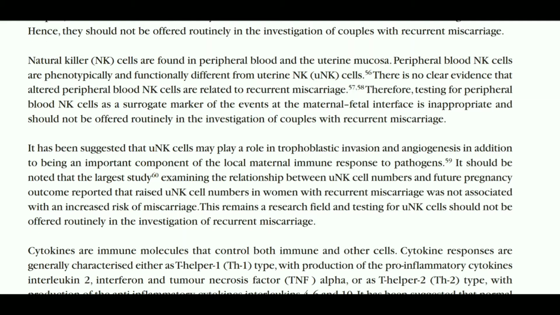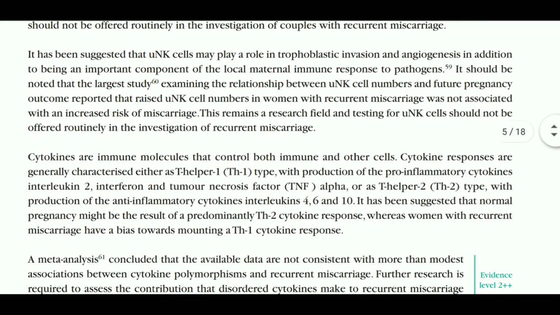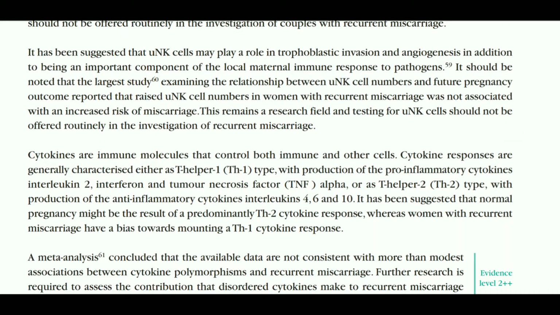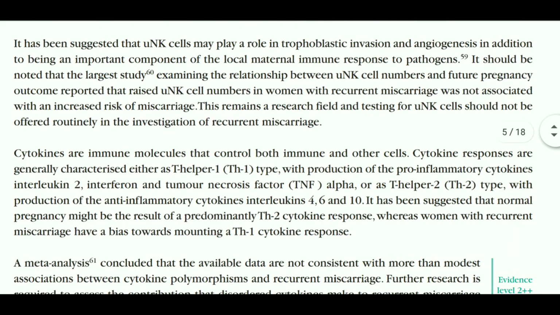Now, what is the role of the uterine natural killer cells? It has been suggested that uterine natural killer cells may play a role in trophoblastic invasion and angiogenesis, in addition to being an important component of the local maternal immune response to pathogens. It should be noted that the largest study examining the relationship between uterine natural killer cell number and future pregnancy outcome reported that a raised uterine natural killer cell number in women with recurrent miscarriages was not associated with increased risk of miscarriage. This remains a research field, and testing for uterine natural killer cells should not be routinely offered in the investigation of recurrent miscarriages.